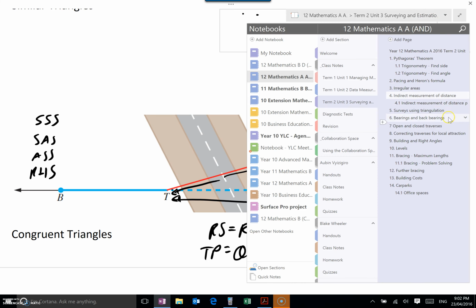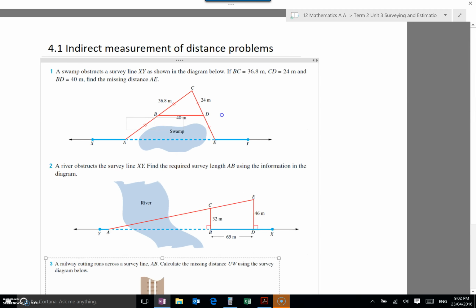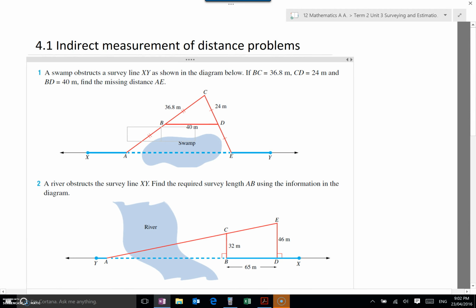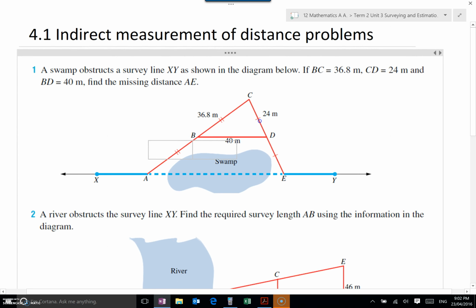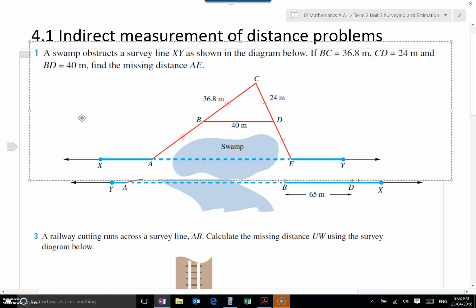Alright, let's have a go at doing some of these for real, with real values. So here's one that we're trying to find the distance between a swamp.